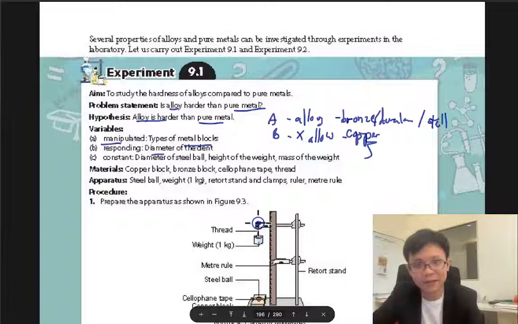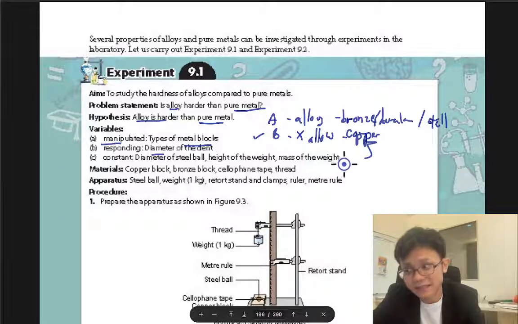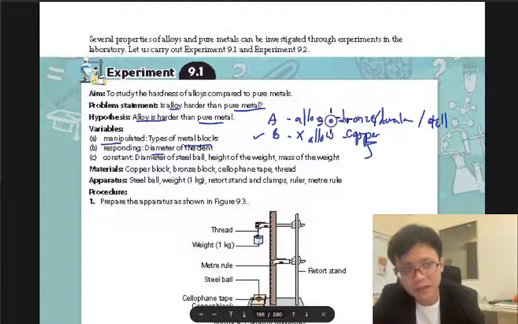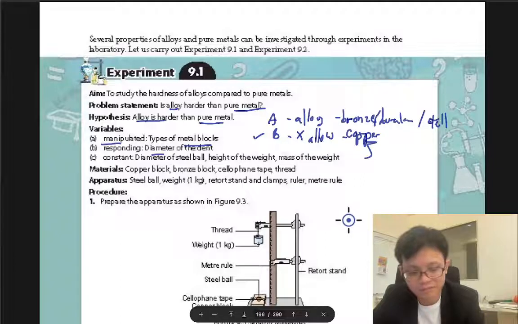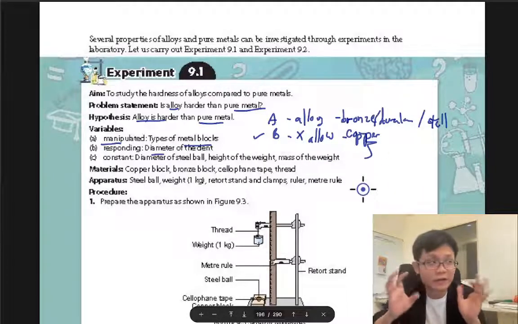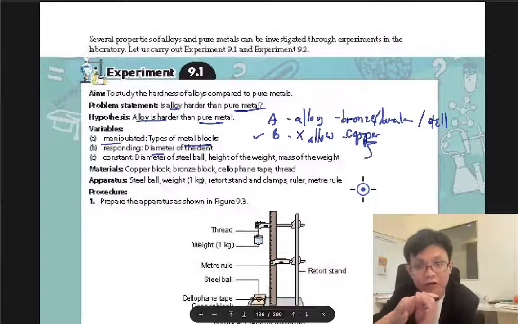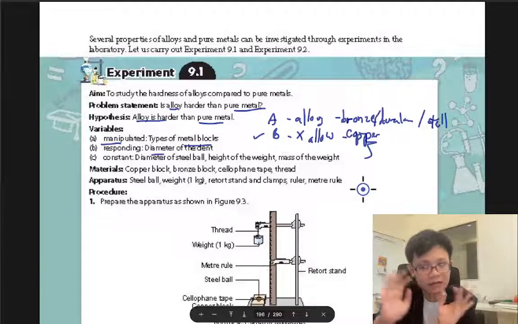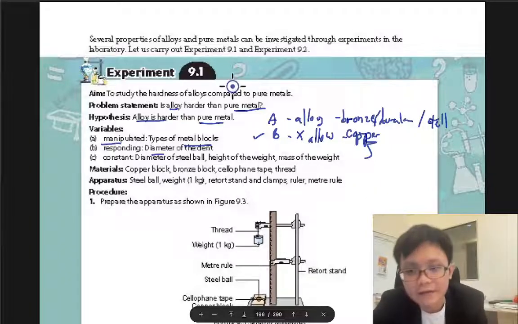And then I take the B ball, which is just the pure metal. Maybe I just say I take copper, or aluminium, any metal lah, an element. And I drop it on the ground and see if the hole is big or not. So if the hole is big, then I know the thing is stronger. If I see the hole is small, then the thing is not that strong. Okay, so now I know it.